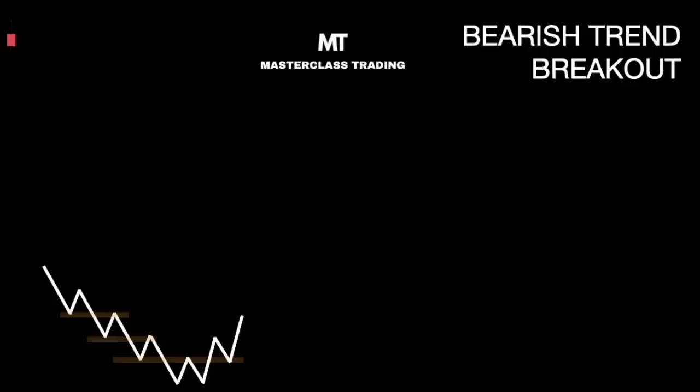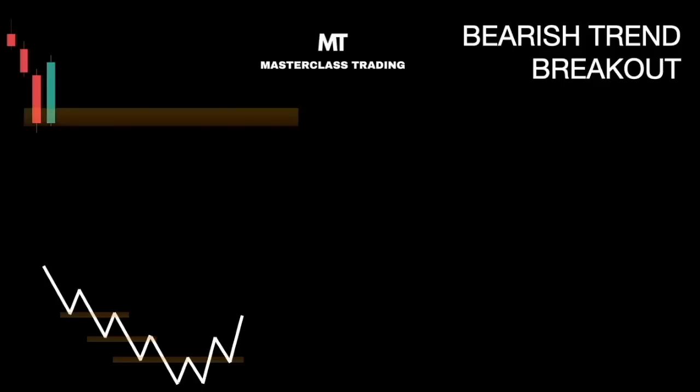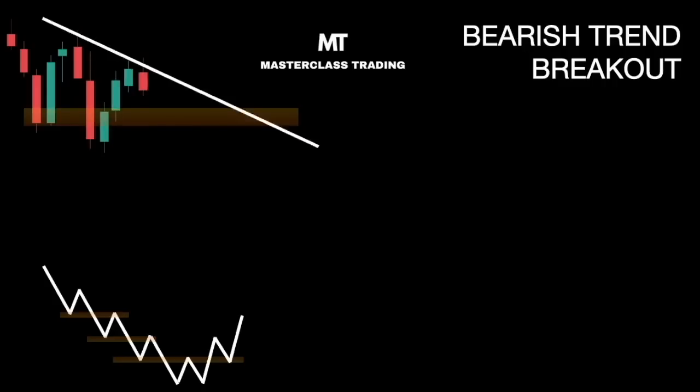Hello traders, in this video we are going to analyze how to trade pullbacks in a bearish trend. First of all, it is important to understand that a bearish trend is created when price forms lower highs and lower lows. A bearish trend line is a resistance zone created by a minimum of two consecutive lower highs that is drawn diagonally on the chart.